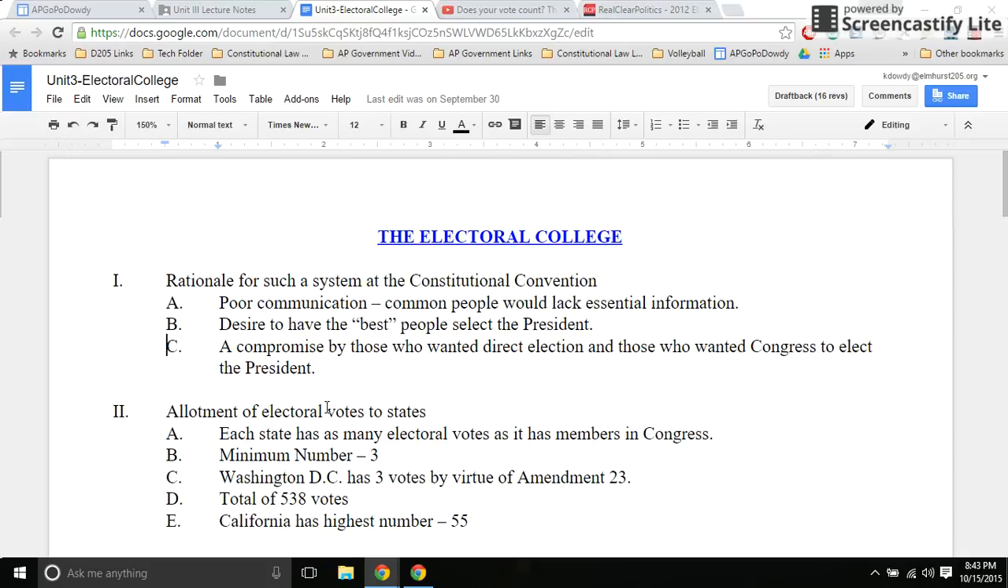So, in theory, if DC had a senator, that's two, plus their one representative, that's three. So the total number is 538. And you could get a tie, 269 to 269. It is possible. It was close in the 2000 election.